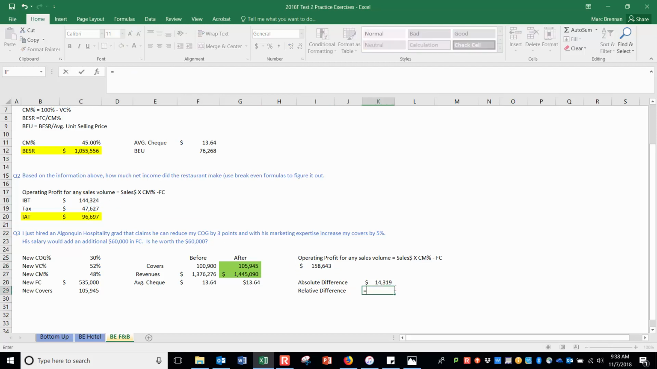And then my relative difference would simply be my absolute difference divided by what I'm comparing it to. I'm sorry, I won't use cell referencing: $14,319, which is my absolute difference, divided by what I was comparing this number to, 144,324. And we would want to multiply that by 100 to find out the percentage.